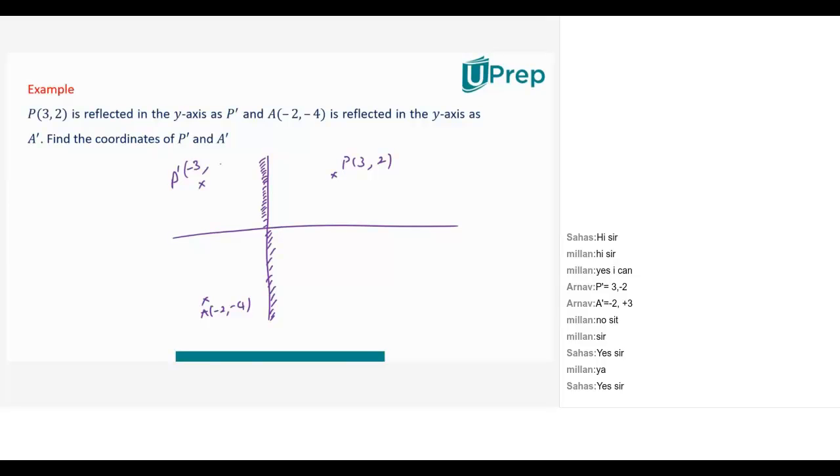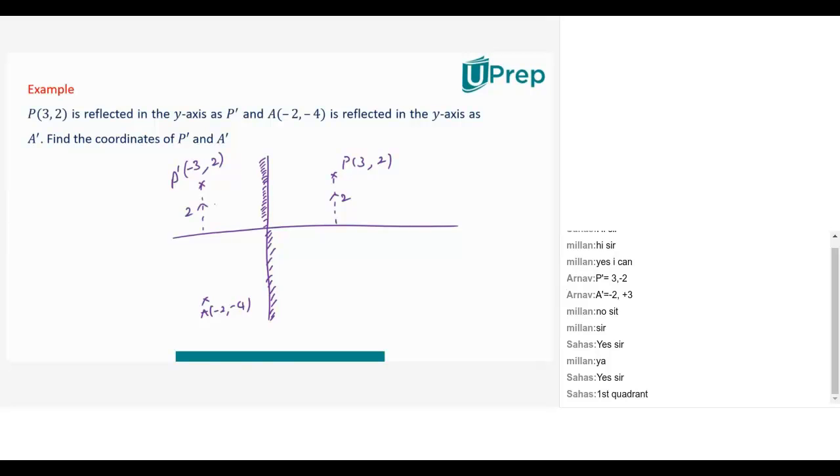Why is the ordinate 2? It should remain the same, because this height is 2 units and this height is 2 units, and both are in the same direction, positive, positive. Is your confusion clear, Alifia? Yeah, it's clear.